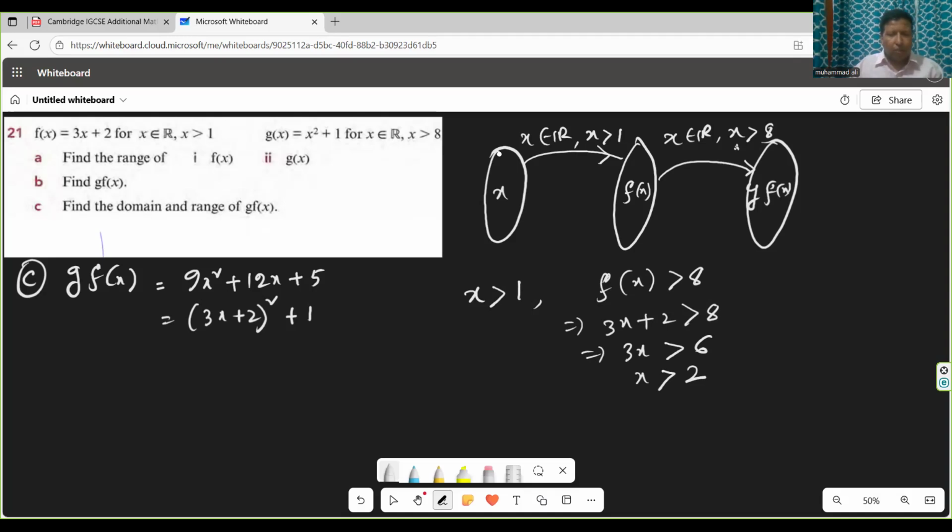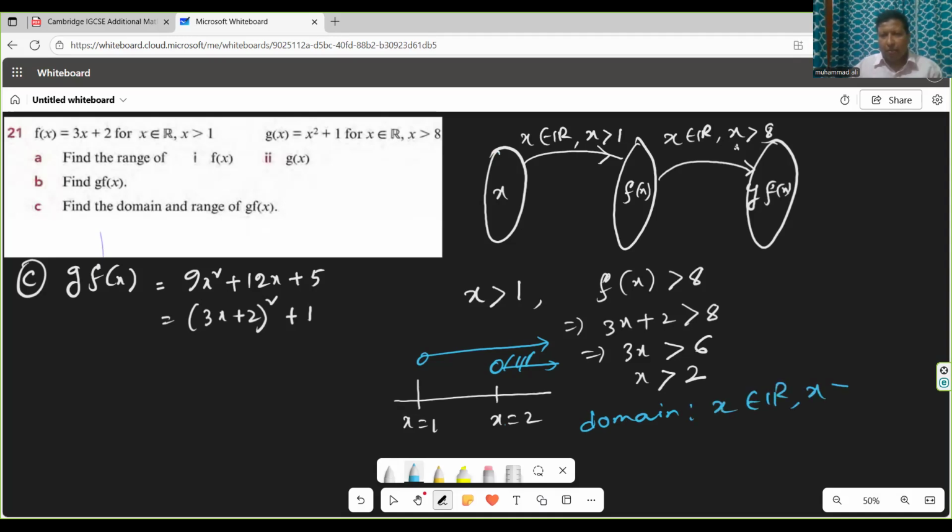If we see this on the number line, this is x equals 1, x equals 2. We have x greater than 1 and x greater than 2. So this part is overlapped. So the domain: x belongs to real numbers and x greater than 2. Now we have to find the range.